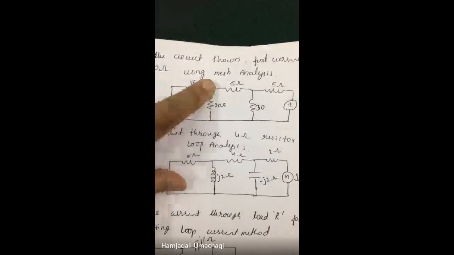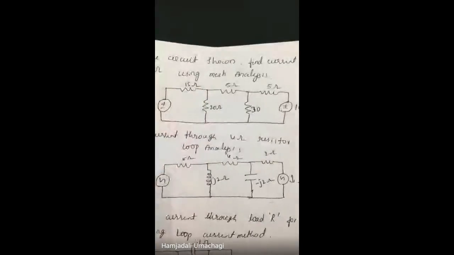Since this circuit has two star points and one delta point, you can reduce it. Okay, but don't go for such methods. Just for your information I told you. Now I am going to apply mesh analysis to solve this example.